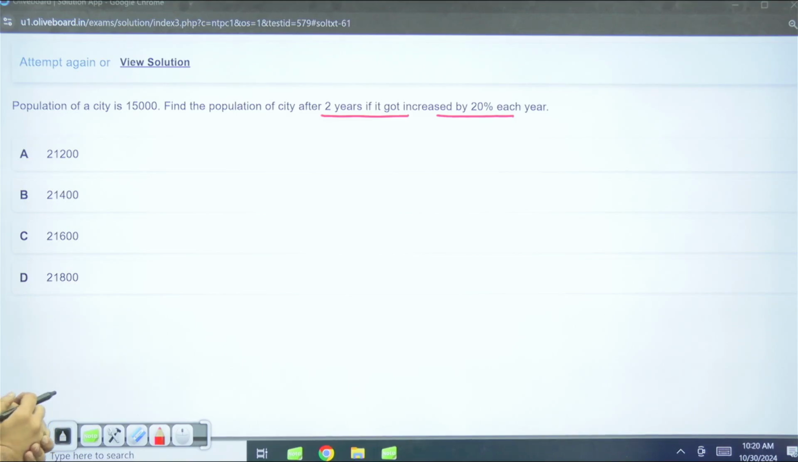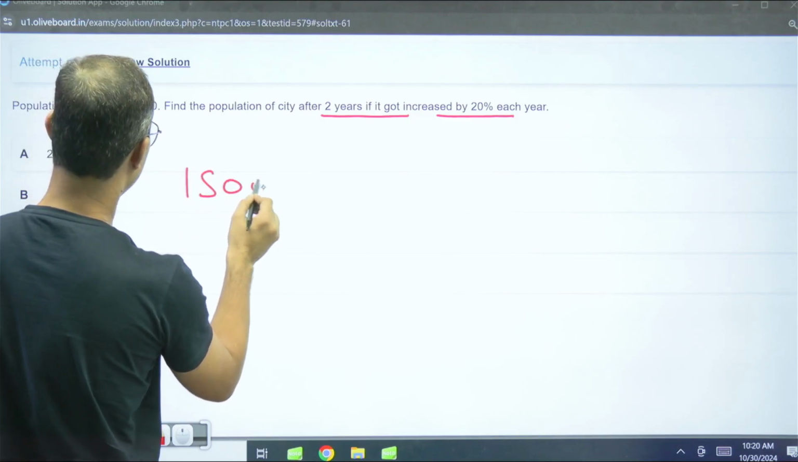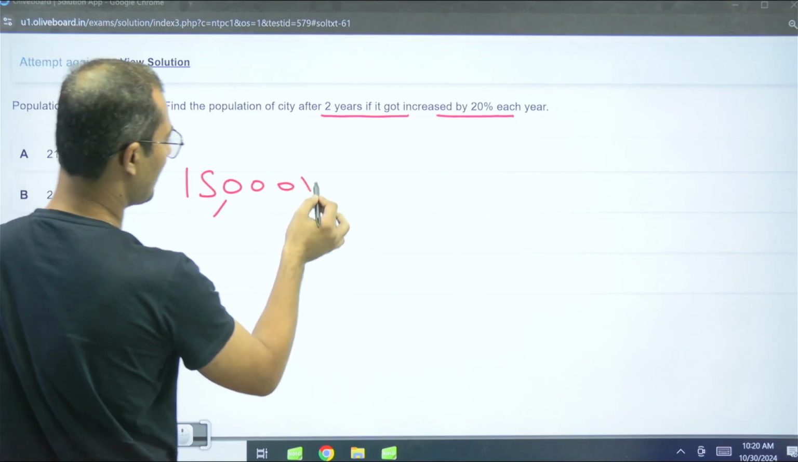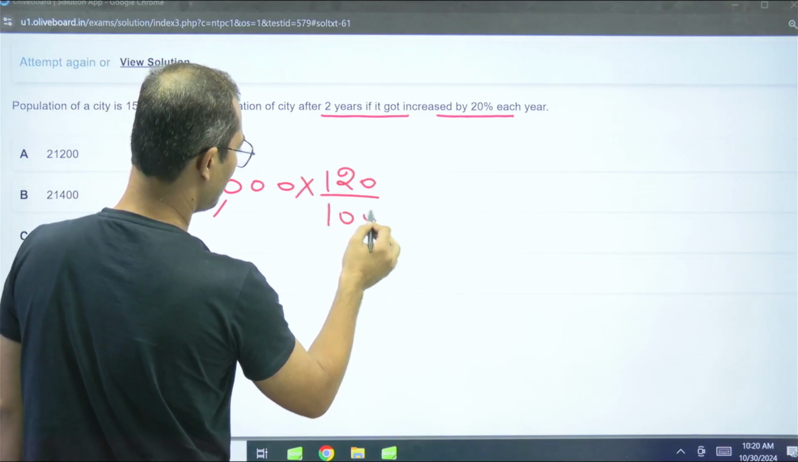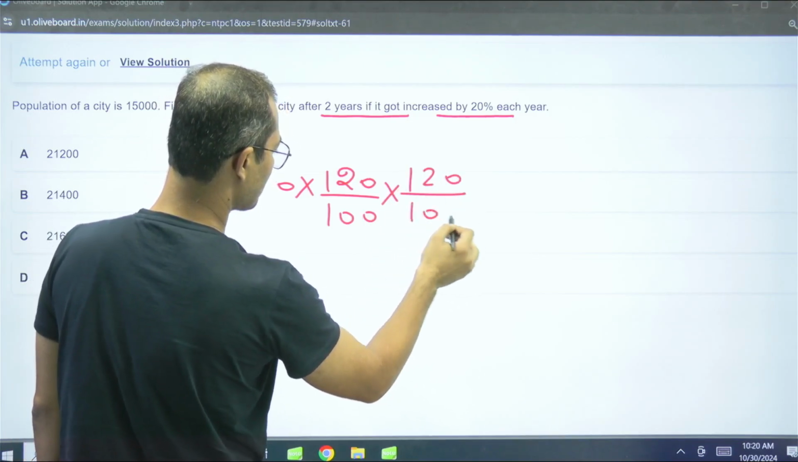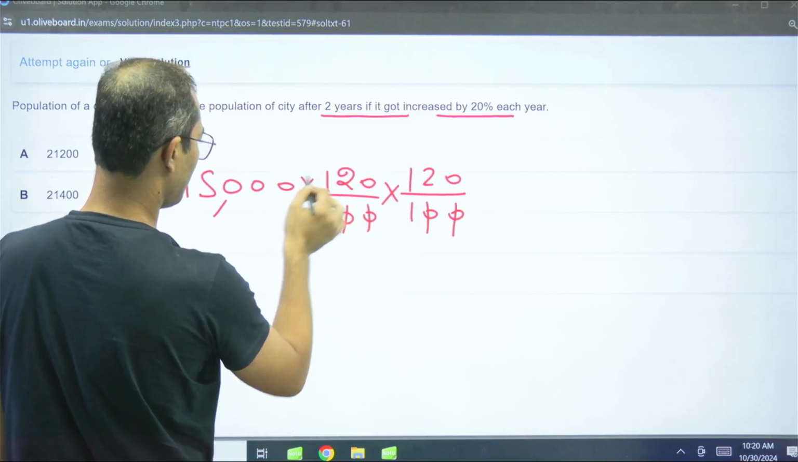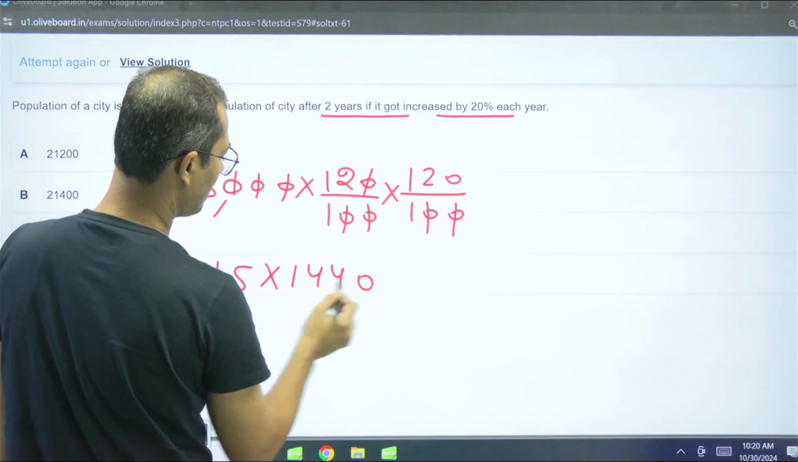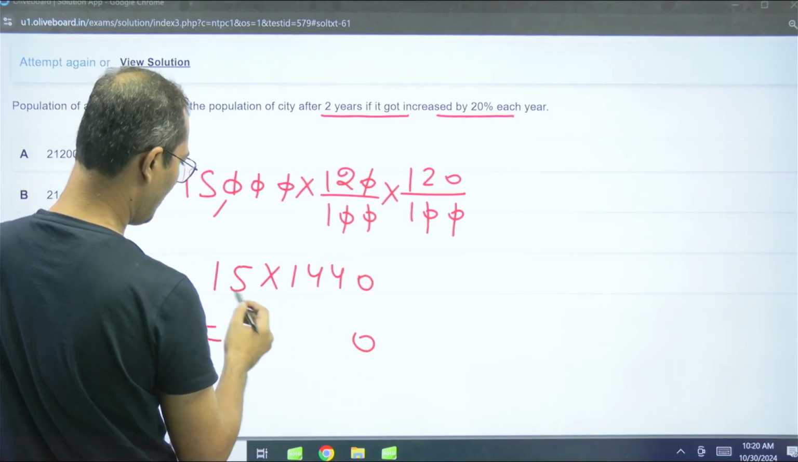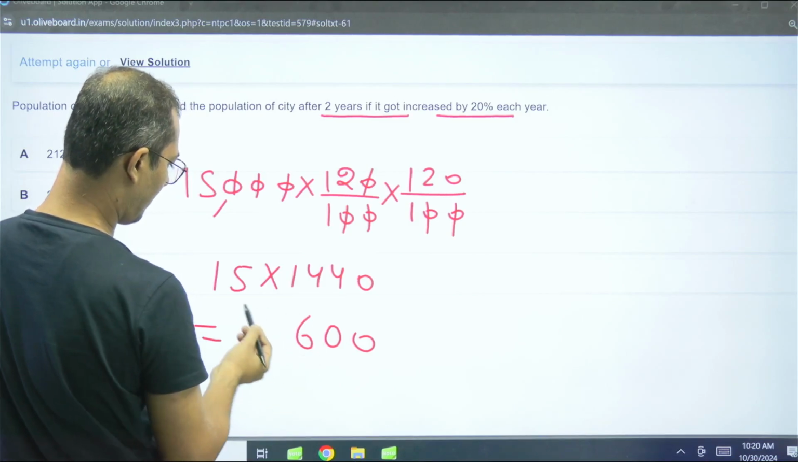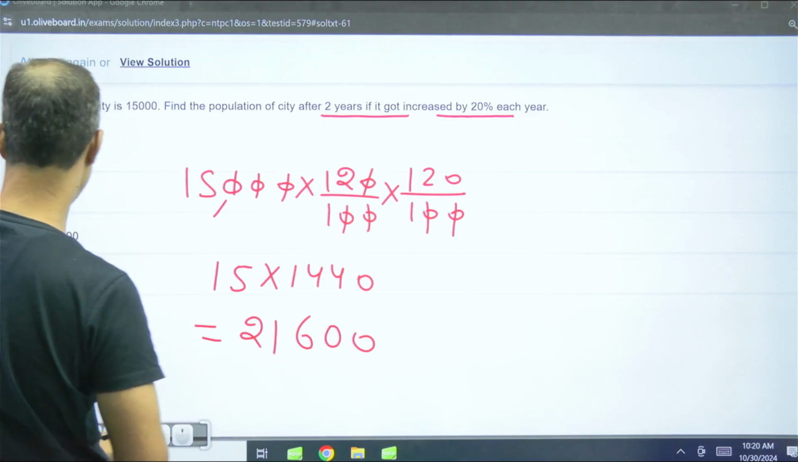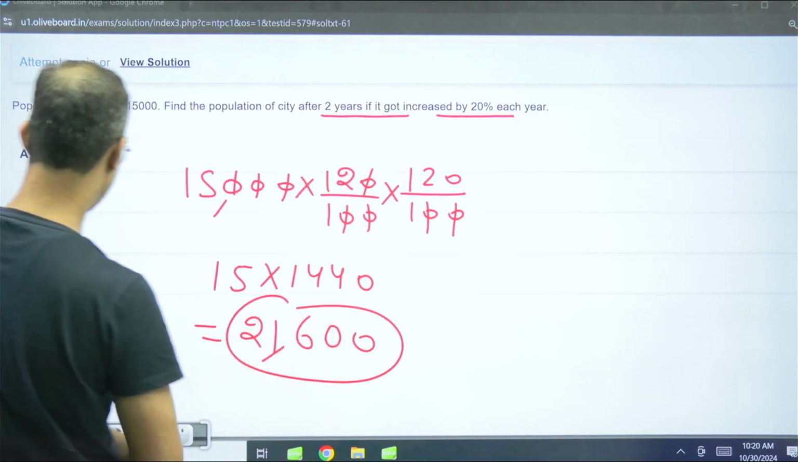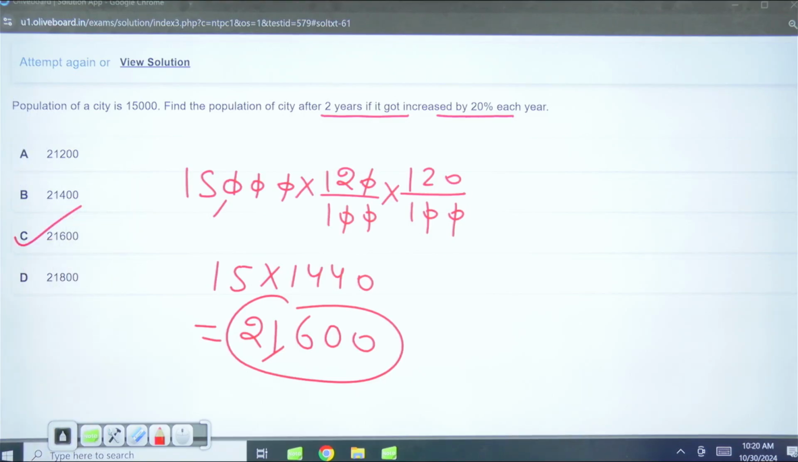So directly we can say that it is increased by 20% each year. It is becoming 120% of the previous year, right? So just simply by chain rule we can do this. Zeros cancelled, right? So 15 into 6 into 6, and we can say that 21600. So 21600, C part is the right answer. Yes. Moving to next question.